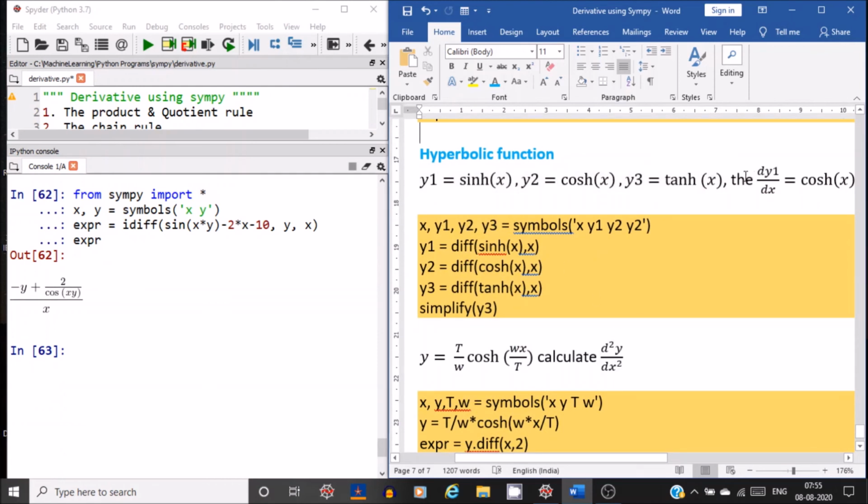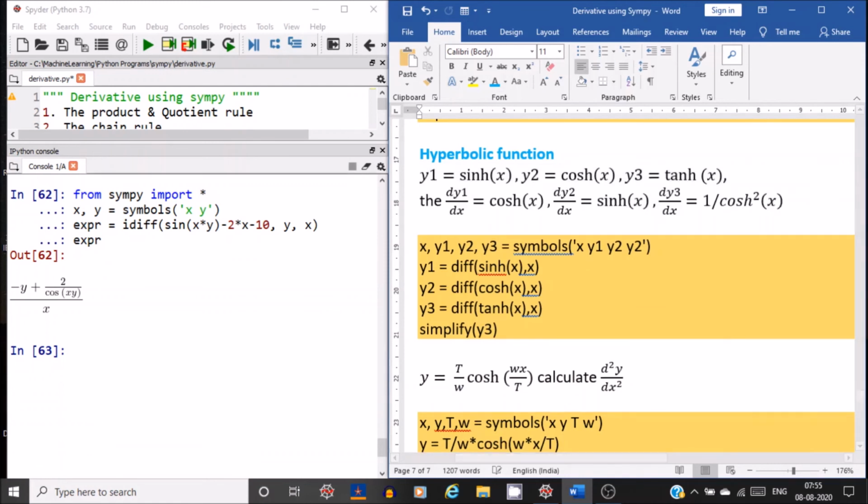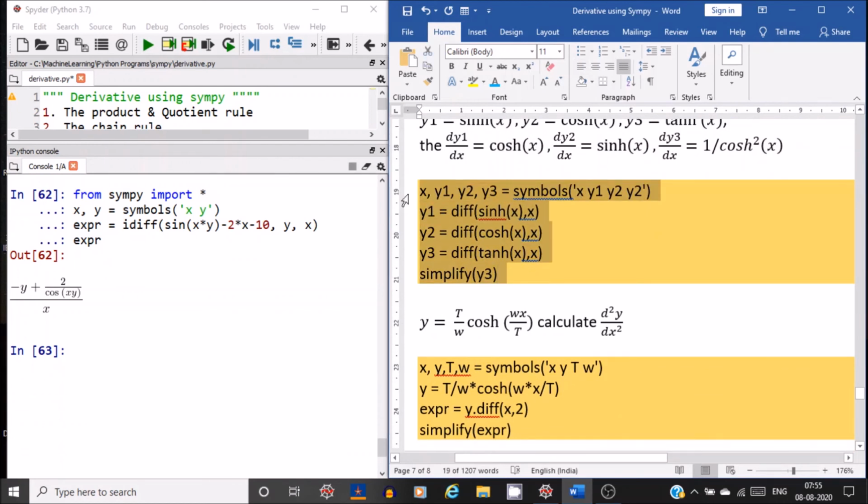So we can see here, if y1 is equal to sin hx and y2 is equal to cos hx and y3 is equal to tan hx, then dy1 by dx is what? Cos hx, and dy2 by dx is what? Sin hx, and dy3 by dx is what? 1 by cos h square x, and we can easily get it.